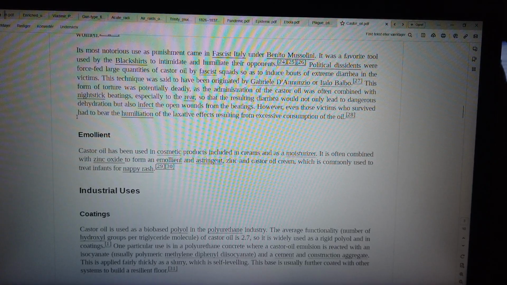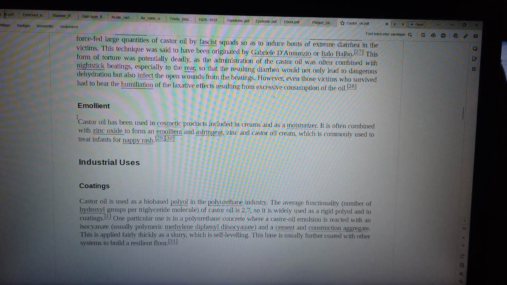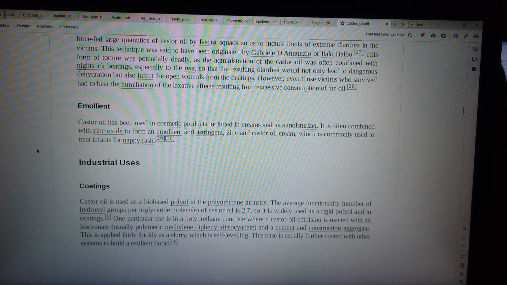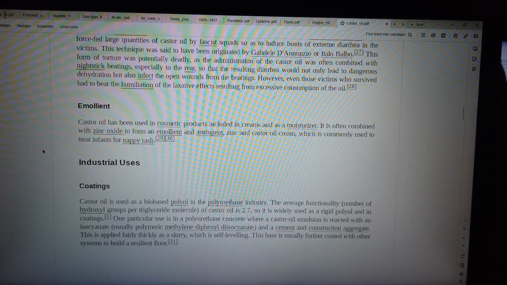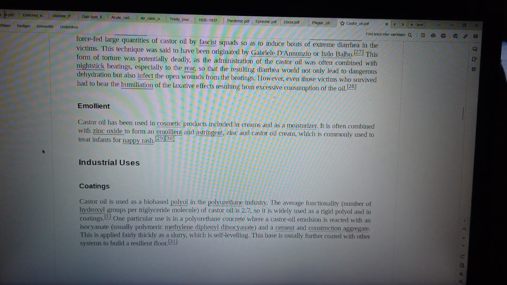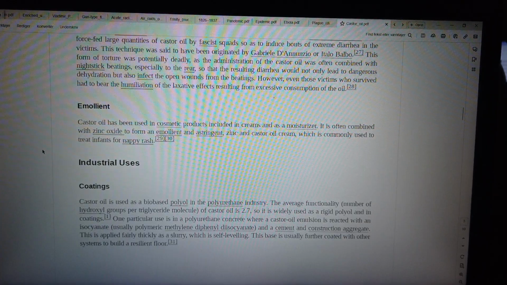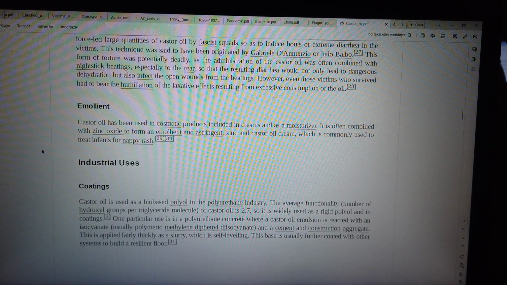Industrial uses. Coatings. Castor oil is used as a bio-based polyol in the polyurethane industry. The average functionality, number of hydroxyl groups per triglyceride molecule, of castor oil is 2.7, so it is widely used as a rigid polyol and in coatings. One particular use is in a polyurethane concrete where a castor oil emulsion is reacted with an isocyanate, usually polymeric methylene diphenyl diisocyanate, and a cement and construction aggregate. This is applied fairly thickly as a slurry, which is self-leveling. This base is usually further coated with other systems to build a resilient floor.